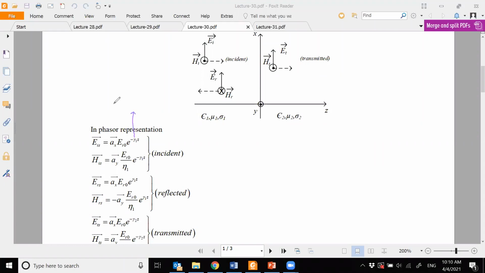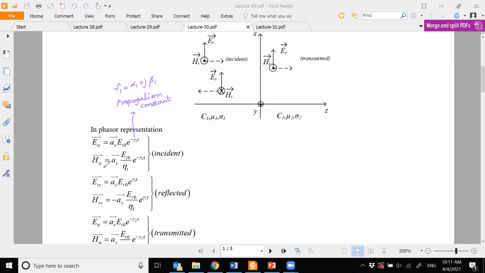So gamma 1 is what? The propagation constant. This gamma 1 will be equal to alpha 1 plus j beta 1, and alpha 1 will be the attenuation constant of your medium 1. Beta 1 is the phase constant in medium 1.